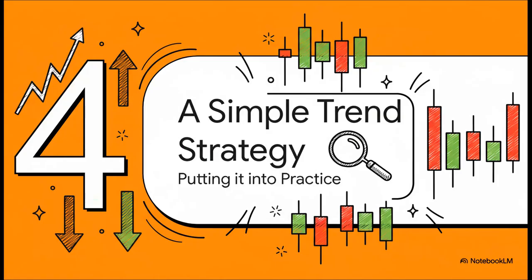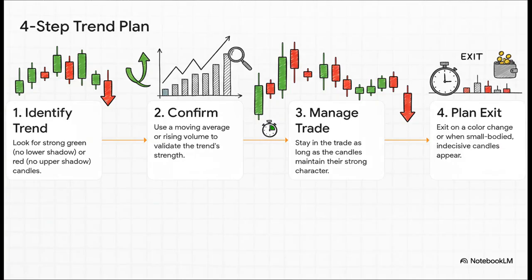All right, theory is great, but let's get practical. How can we actually use this to make trading decisions? Let's walk through a straightforward strategy to put Heikin Ashi to work. Here's a simple 4-step game plan. Step 1, find a strong trend. You're looking for that series of solid green or red candles we just talked about.